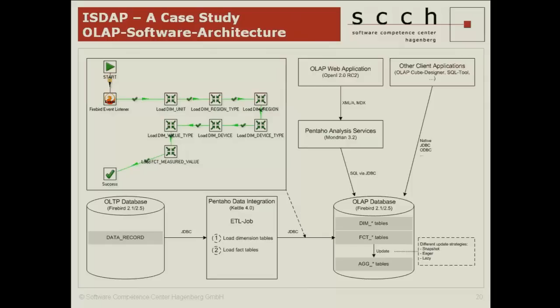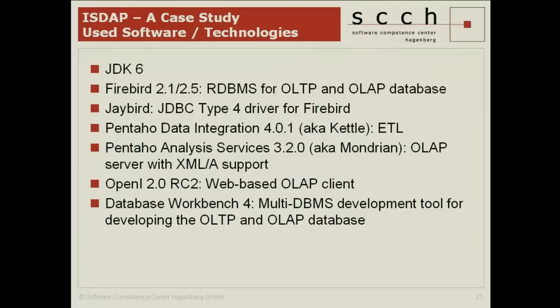On the client side, we then have Mondrian, Pentaho Analysis Services, the open source OLAP server interacting with our relational analytical database. And on the front end side, we have chosen JPivot, which is a web-based application using the XMLA protocol to interact with the analysis services. There could of course be other client applications as well, like the Cube Designer, or a regular SQL tool to access our relational database.